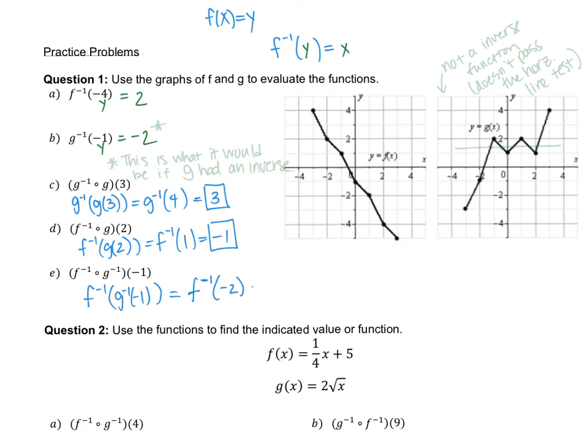And now when I look at this, this is f inverse. So this is a y value. At negative 2 is here for the y. And so that would be this point, and that x value there is 1. So this is 1. And that's it.